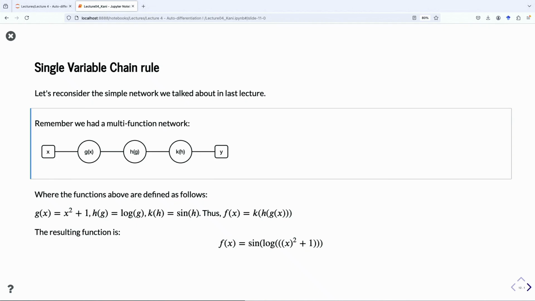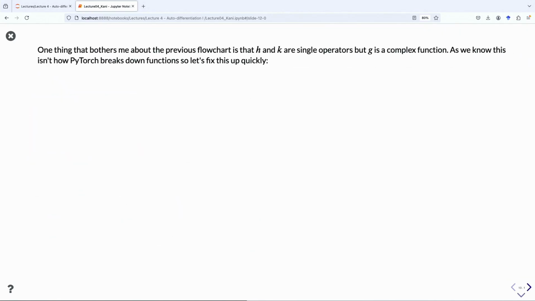Makes sense? So we have this composite function, and what do we want to do right now? We want to see how the input affects the output. That's really what we want. If we change the input a little bit, how much does it change the output? That's the whole point of all of this that we've been doing.